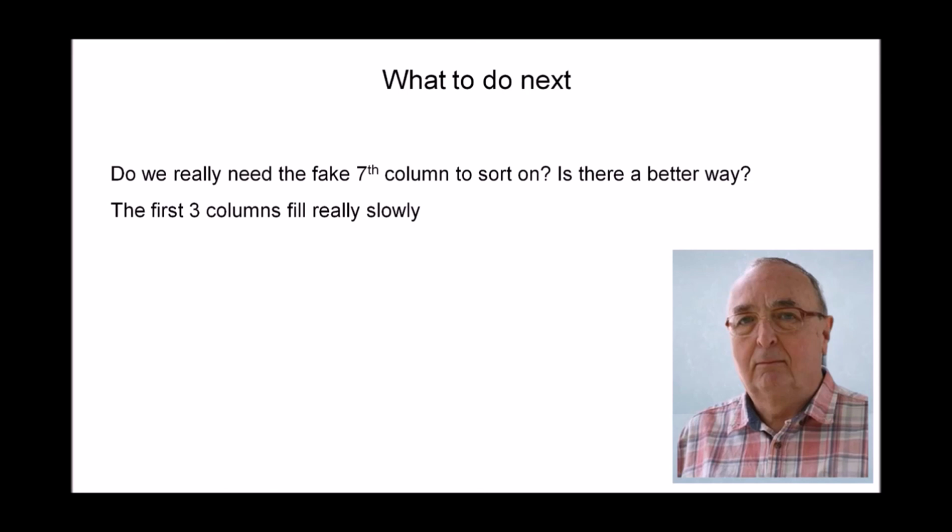And just as a few things I think we need to sort out, let's just go through them. At the moment, we've created a fake 7th column. This 7th column doesn't do anything apart from provide a column to sort on. Do we really need to have a column that we're just sorting on and then deleting? Is there a better way? Well, there is a better way, actually, and we'll have a look at that in the next video.